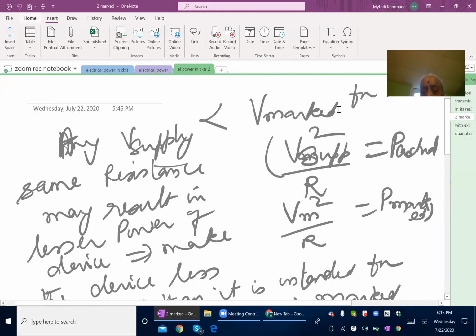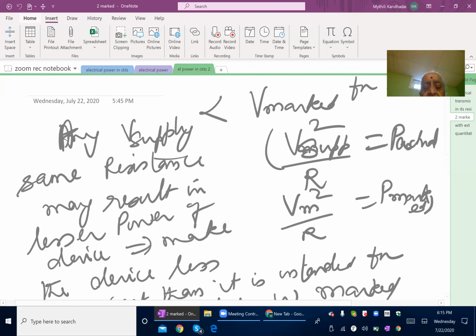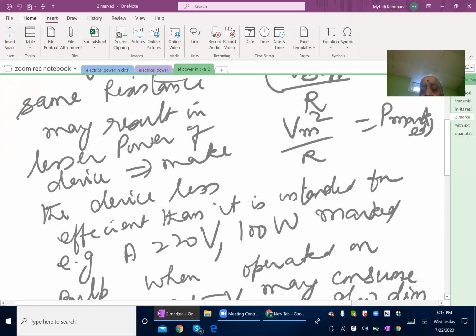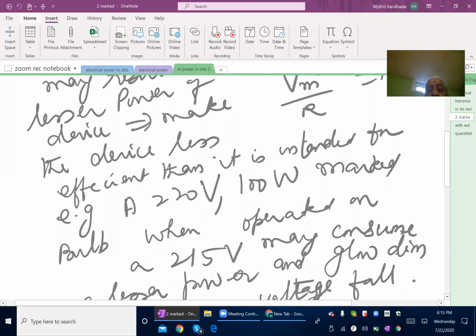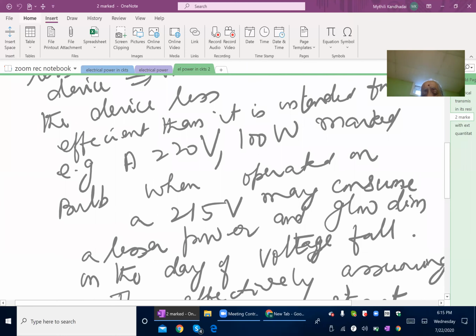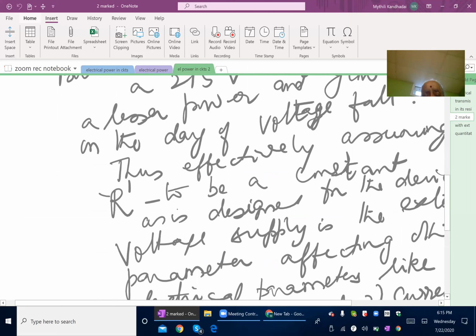Now, if the V supply is less than the V mark, for the same reason, the power actual will be lesser than what is marked on the bulb. So it will be less than 100 watts. But the bulb having less than 100 watts as the wattage will glow dim, and the efficiency may not be that much than it is intended for. So a 220 volts 100 watts marked on the bulb, when operated on 215 volts, may consume a lesser power and glow dim on the day of voltage fall.